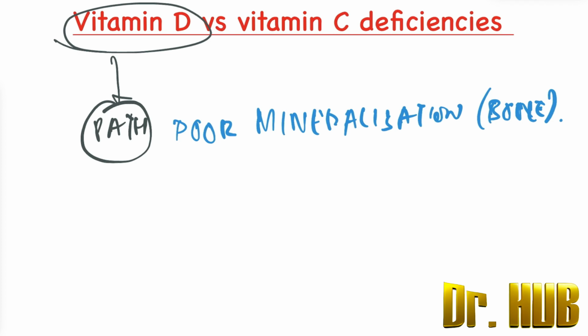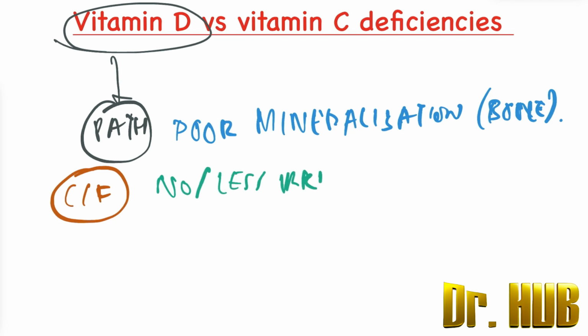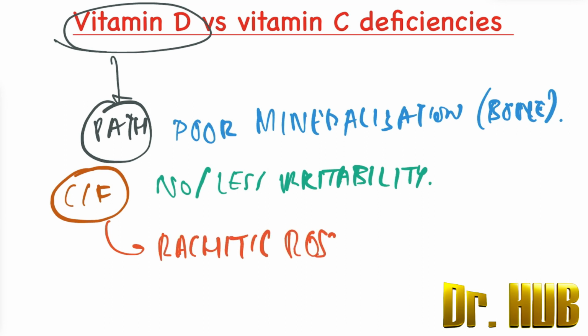And next, what are the clinical features of this? The clinical features are no or less irritability, and there is also the presence of the rachitic rosary. So this is in terms of vitamin D.